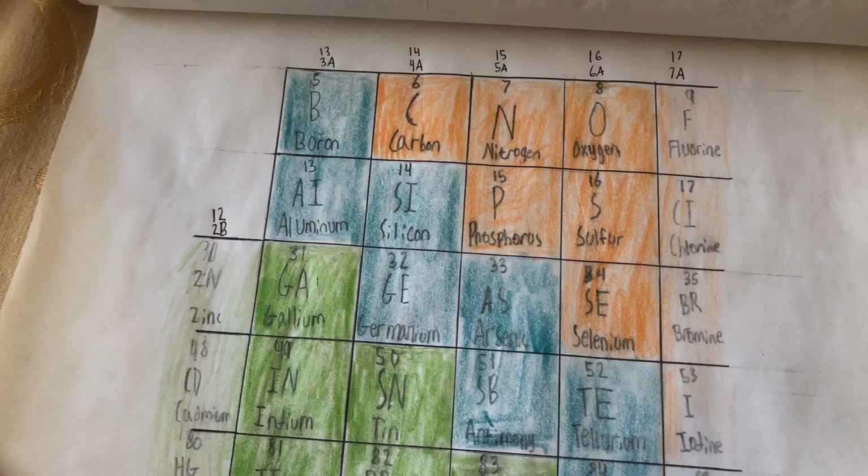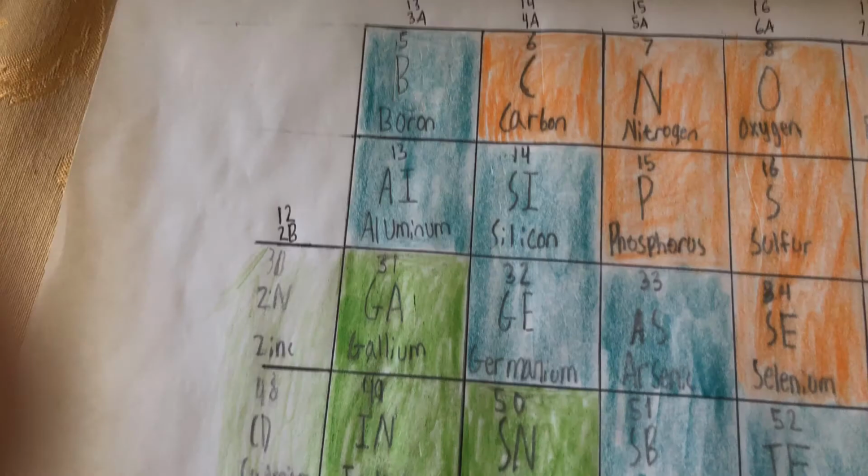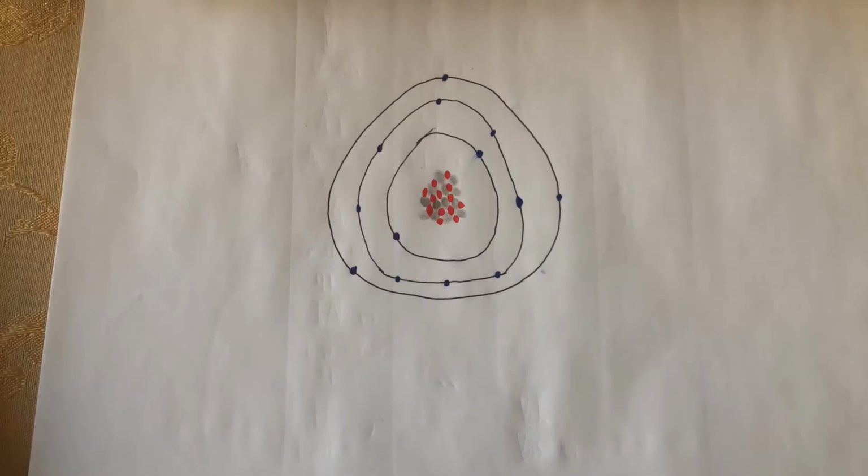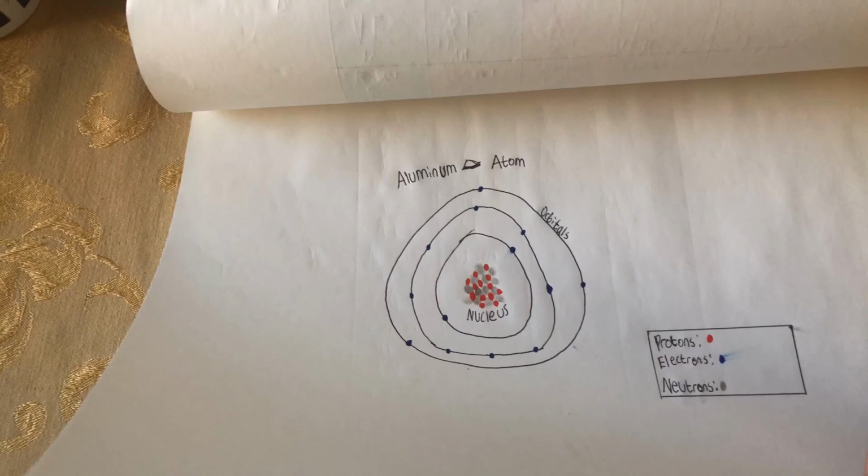We also know that the aluminum atom has a total of 3 orbitals. The orbital that's closest to the nucleus contains 2 electrons. The middle one contains 8 electrons, and the third one contains 3 electrons.